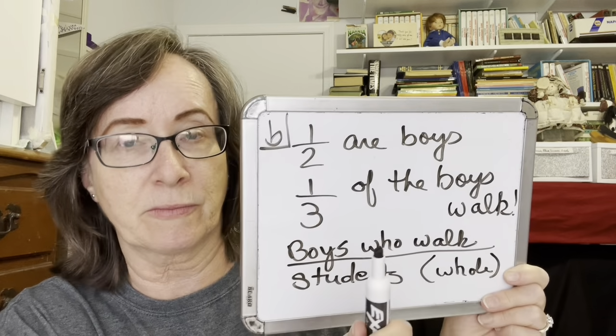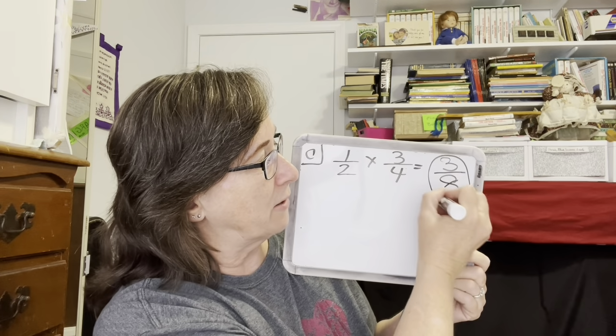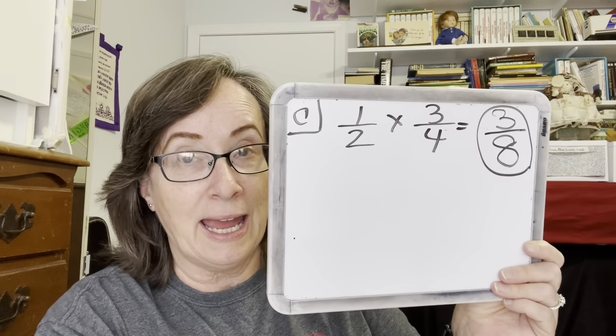Okay, so now we're looking at C. And C has no words. It's kind of fun when it has no words. What is 1/2 times 3/4? Okay, so 1/2 times 3/4. There's nothing that's going to cancel on this one, because 3 does not cancel 2 or 4. So we're just going to multiply straight across. 1 times 3 is 3. 2 times 4 is 8. The answer is 3/8.